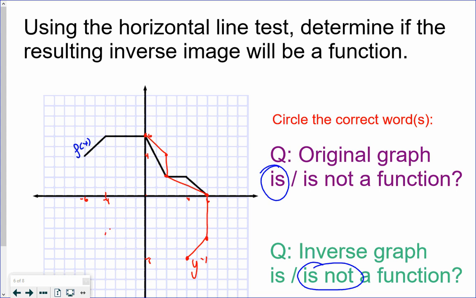Now again, if we were to draw that reflection line in, remember this is the invariant point right there because it didn't move. Hopefully you can see that this part of the original has now been reflected over here. And then hopefully you can see this part of the original has been reflected over there.